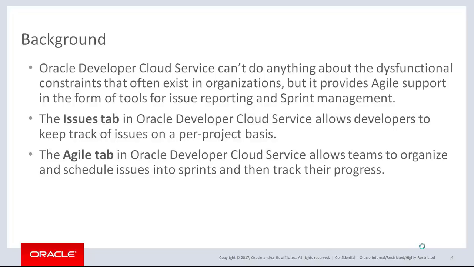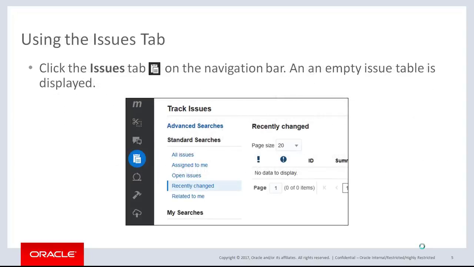Oracle Developer Cloud Service can't do anything about dysfunctional constraints in many organizations. We do, however, provide Agile support to get around those constraints in the form of tools for issue reporting and sprint management. Developers can use the Issue tab to keep track of issues on a per-project basis. Teams can use the Agile tab to organize and schedule issues into sprints and then track their progress. We will only scratch the surface here since issue reporting and management is a complex subject and full coverage is way beyond the scope of this lesson.